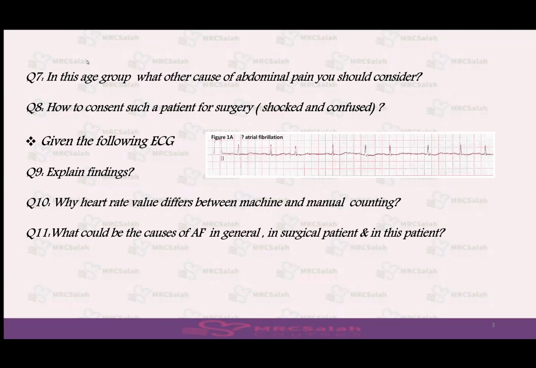Ischemic heart disease. Yes. Don't forget it, please. Continue. Okay, causes of AF in surgical patient. Continue. Answer.